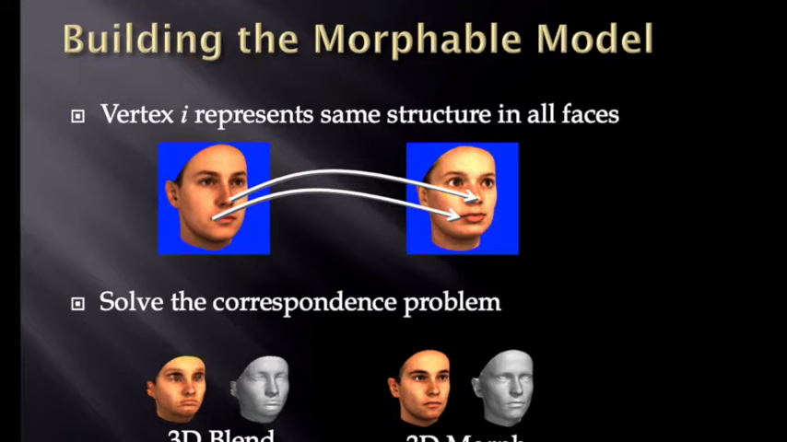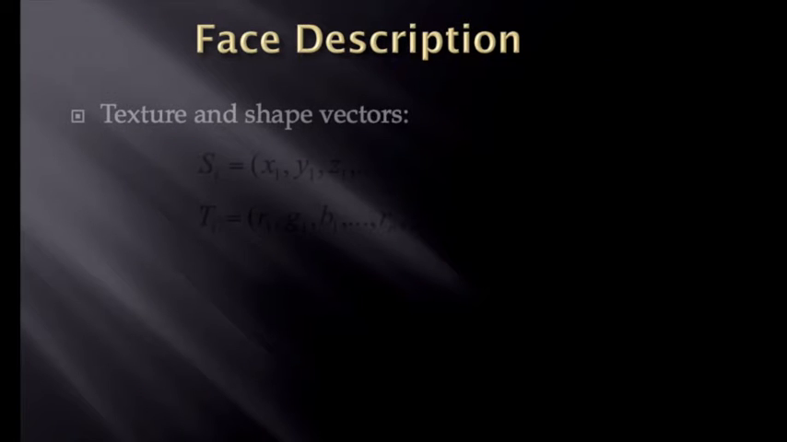That means that if we want to morph two faces, we do not want this blending effect that you see on the bottom left, but we want a morph between the upper two faces, with perfect correspondence all the way. So we can basically morph from one face to the other. And that is based on shape and texture vectors.